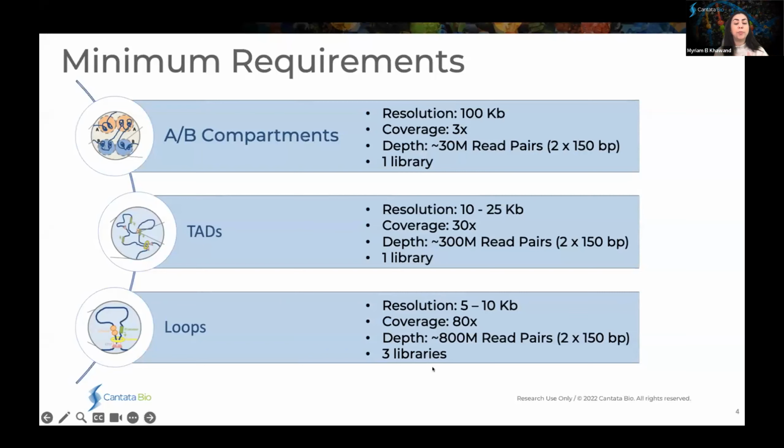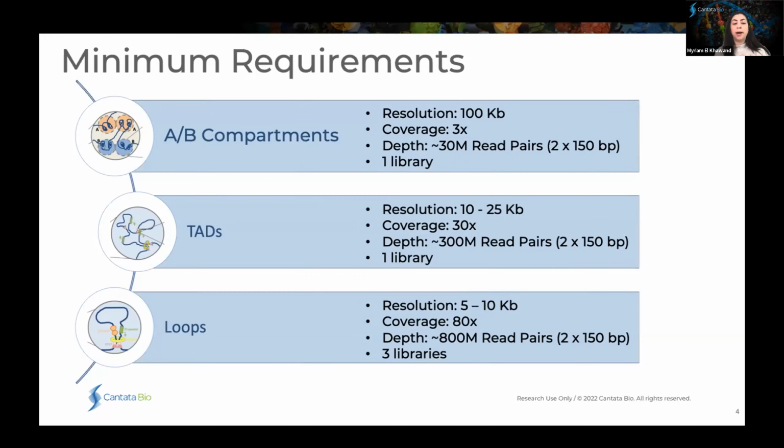As I mentioned, each library will allow you to support up to 300 million read pairs. So you're going to generate 3 libraries, each sequenced to 300 million read pairs, and collectively you're going to have that 800 million read pairs that you need to call loops at a 5 to 10 kb resolution. Now, there are different ways for generating these 3 libraries. You can do that by doing a technical replication, a biological replication, or a combination of both.